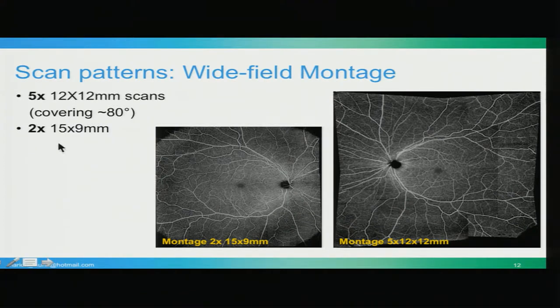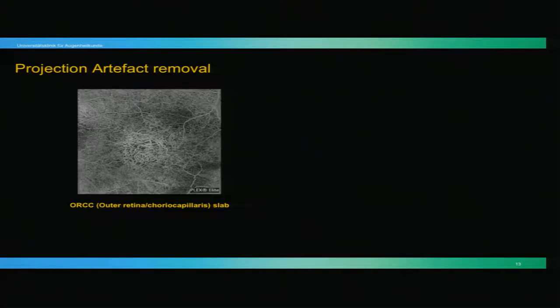Or another possibility is to do two 15x9 scans, and that's also automatically merged by the device, and you get a wide field of view, similar to a fluorescein angiography.